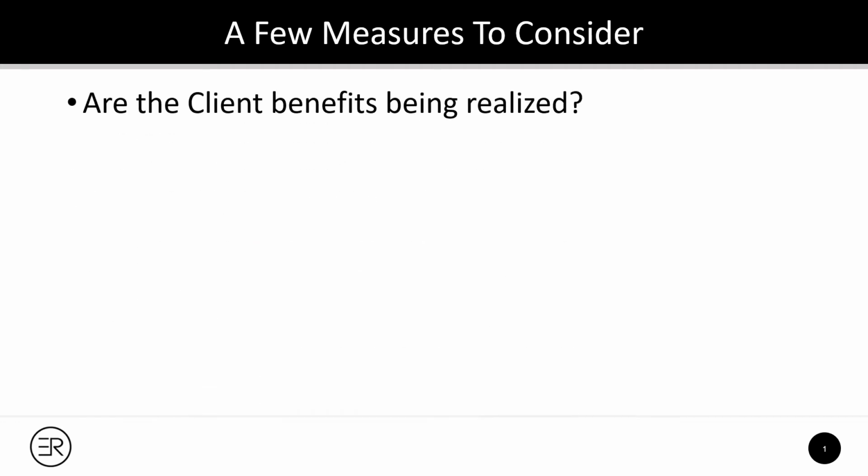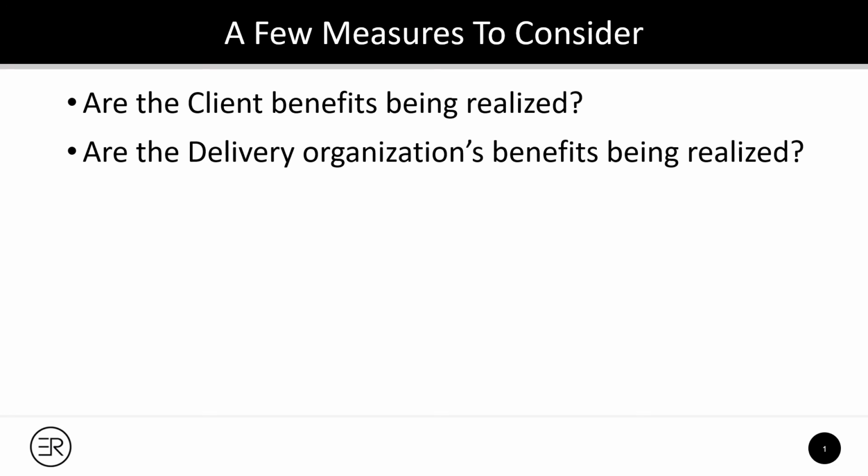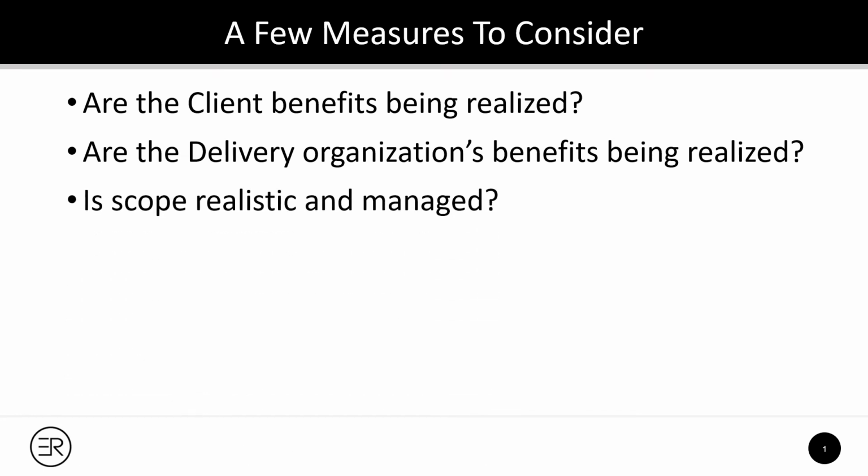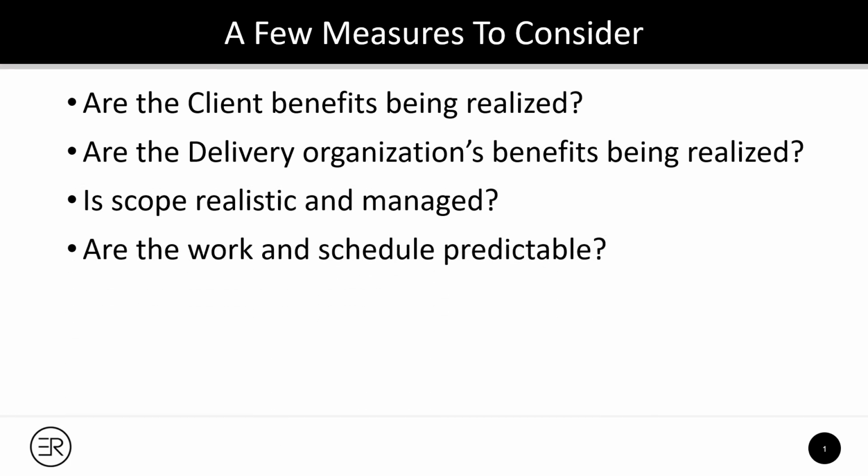Are the client benefits being realized? Let them know each week whether the customer is receiving value or we're somehow missing the mark. Are the delivery organization's benefits being realized? Help your executive measure whether this project is meeting the internal goals they set. Is the scope realistic and being managed properly? Are the work and schedule predictable, or is this all over the place where some adjustment may be needed? Is your team high performing, or are some changes in order?